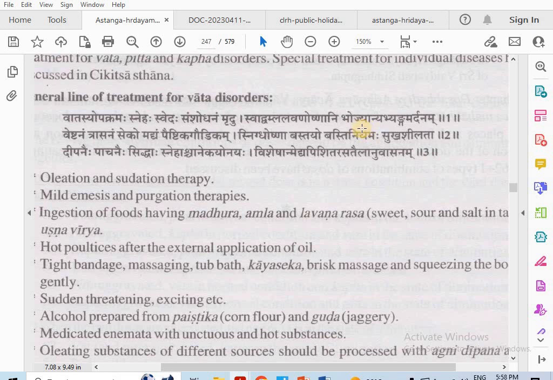Ingestion of foods having which type of different quality? These foods should be sweet, right? Amla, sour, and then lavana, salty, and then ushnani, having ushnavirya. So this kind of taste and ushnavirya, this kind of foods to be consumed. And then here bhojyanyabhyanga mardanam, two words we have, bhojyani plus abhyanga mardanam.